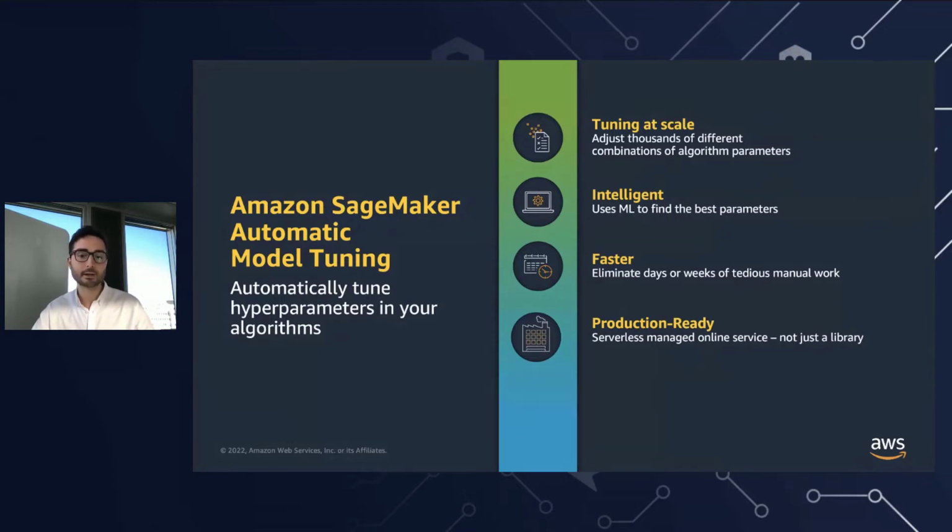It is faster because you don't have to do manual search, which is very tedious and may take days or weeks for you to find the optimal hyperparameter configuration. And then it's also production ready. So it's a serverless managed online service. It's not just a library for hyperparameter tuning. It's a service with a stable API, which you can quickly use to optimize your models.